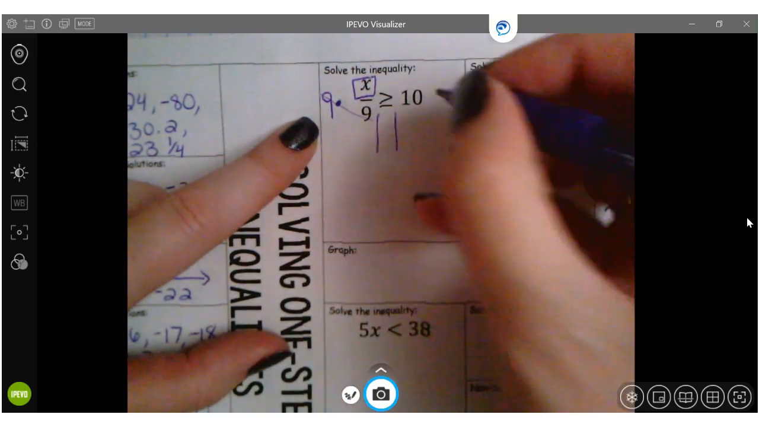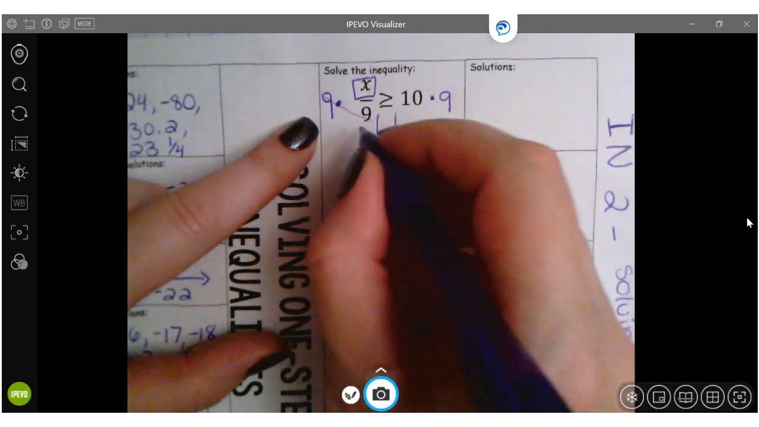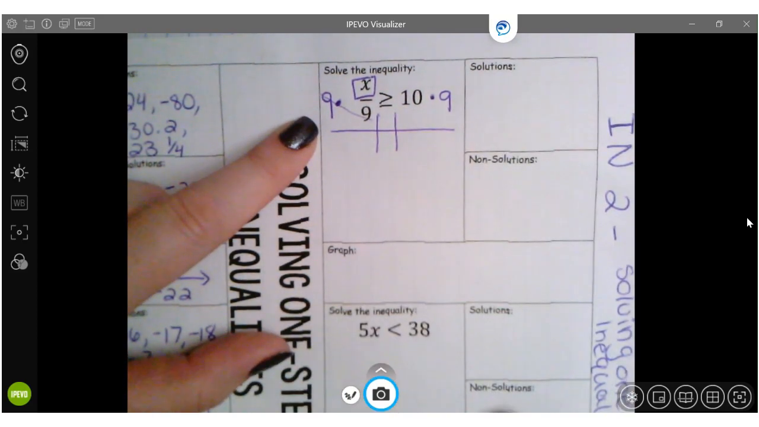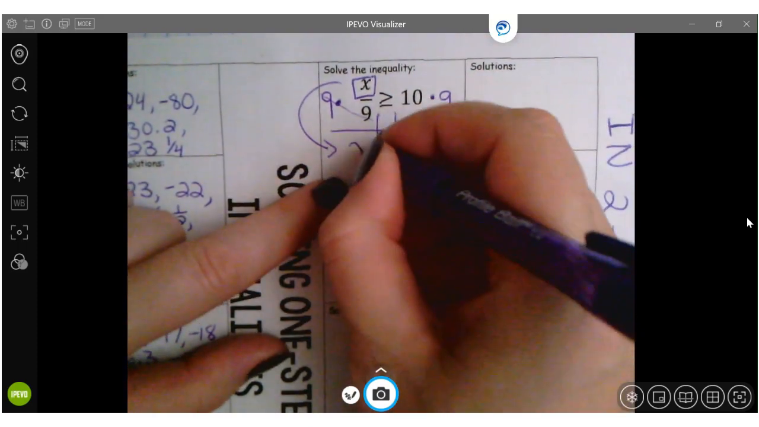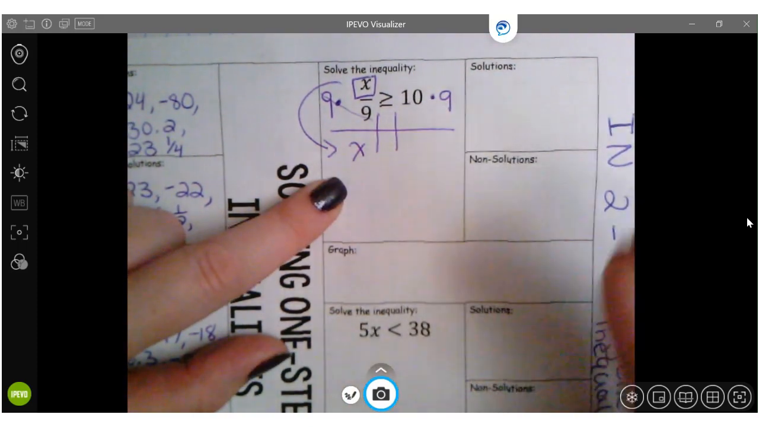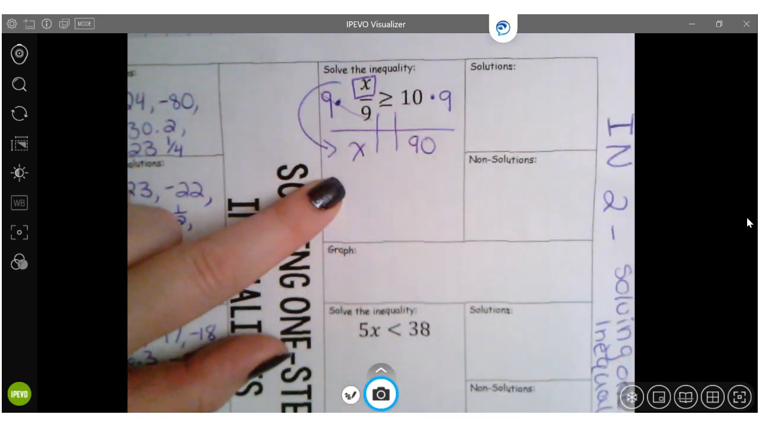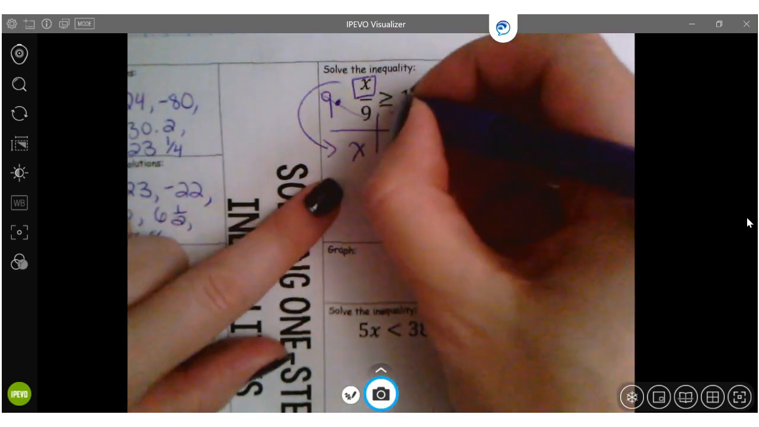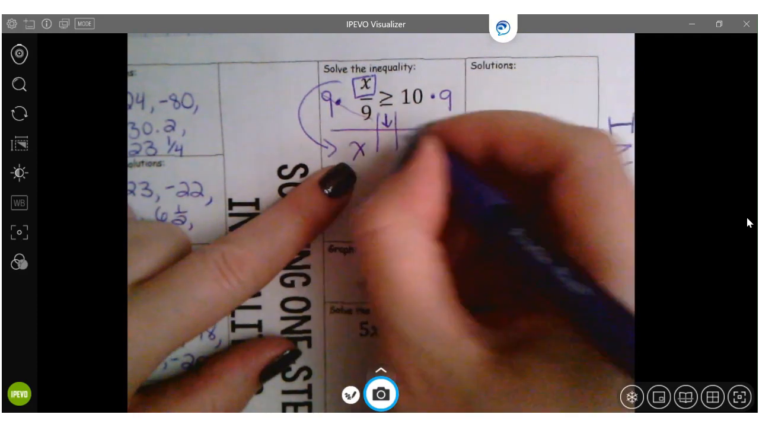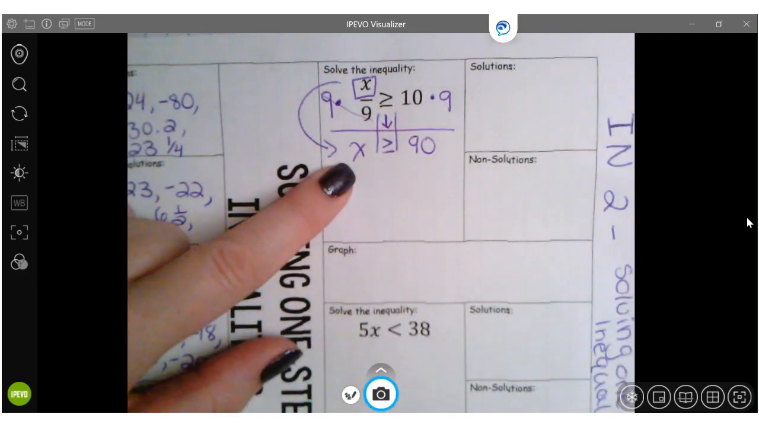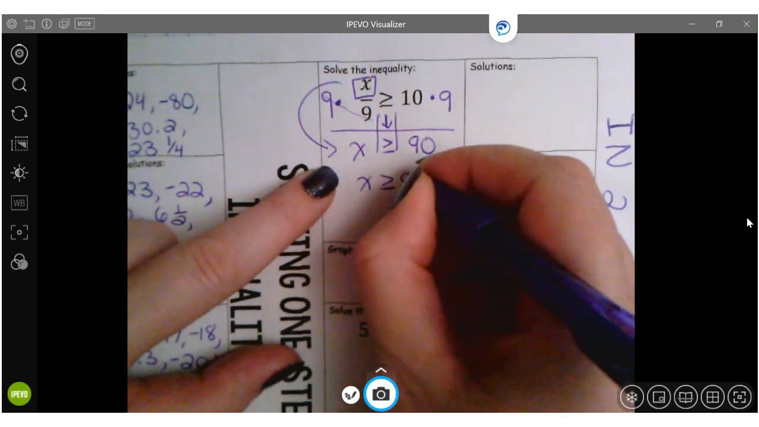I'm going to do the same thing on this side. So I'm going to multiply by 9. I'm going to draw my line to show that I've completed that step. Carry down my x. So I have x. On the right-hand side, 10 times 9 would give me 90. Carry down my inequality symbol. So I have x is greater than or equal to 90. So I'll write that a little bit neater right below that.